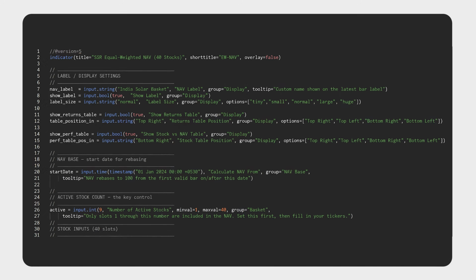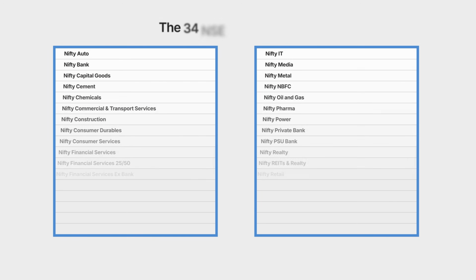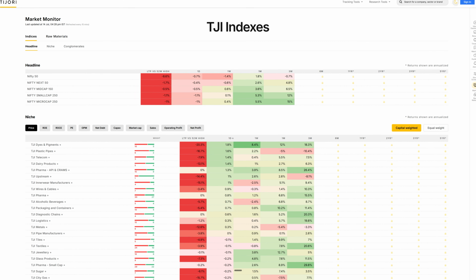To get you started, I have a copy and paste Pine Script snippet that plots an equal weight basket and identifies the strongest stocks within it. Using that, let's look at a live example to see how to pinpoint a winning swing setup. We will look at two examples, one from the NSE sector indexes and one from a Tijori index.